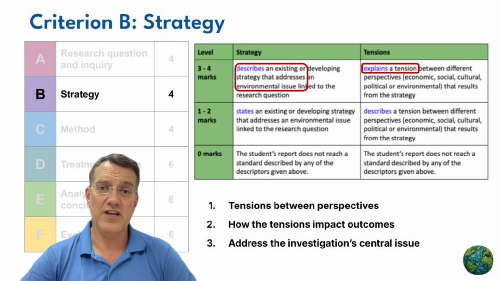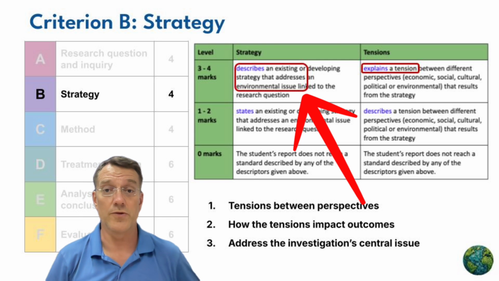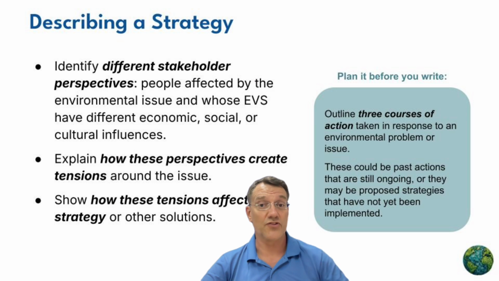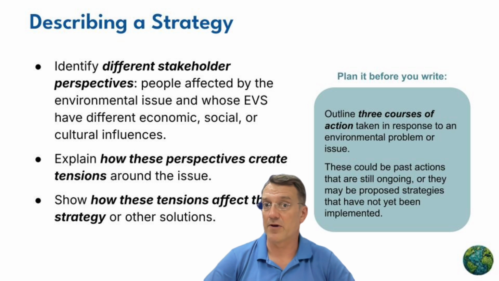Criterion B has two distinct parts that you need to address. First, you need to describe an existing or developing strategy that addresses an environmental issue linked to your research question. The word describe here means that you need to provide enough detail that somebody reading your IA understands what the strategy is, who implemented it or proposed it, and how it's supposed to address the environmental problem.